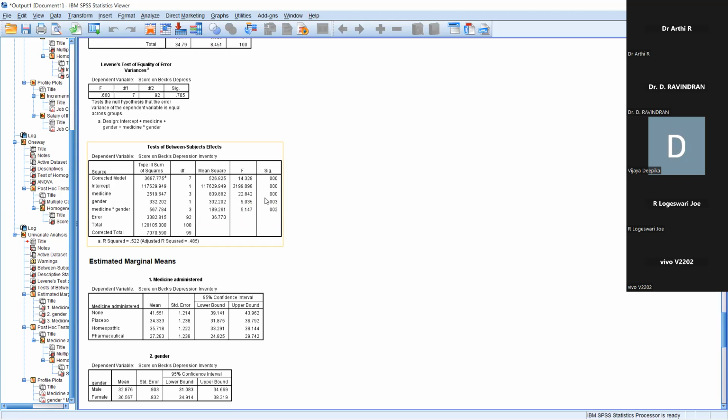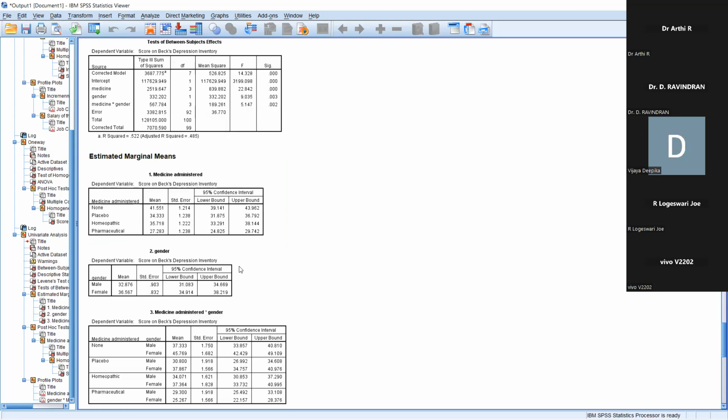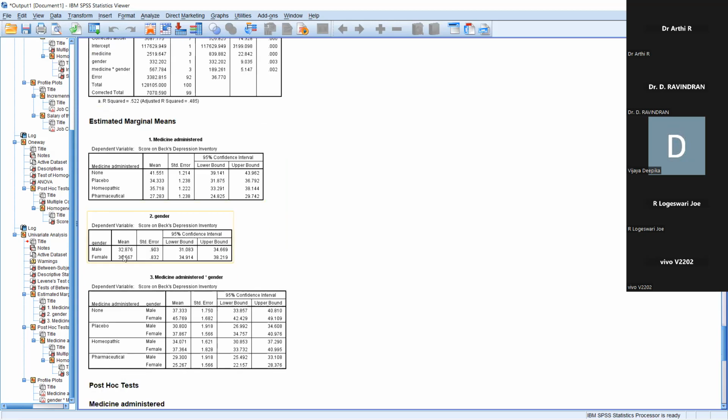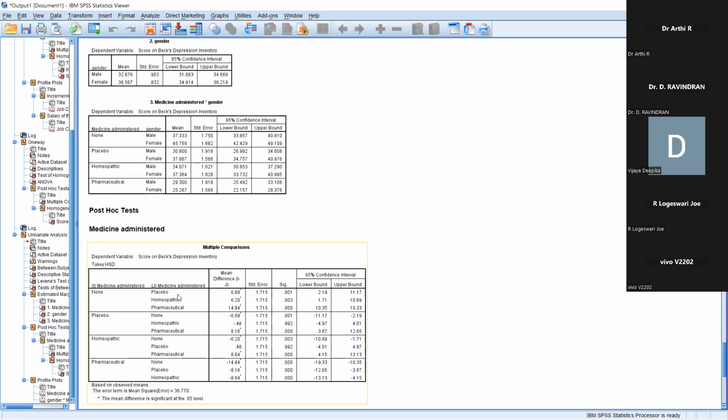Okay, so like this, you have to interpret each of the three lines separately. Then coming to estimated marginal means. Here it shows you the mean value of the different medicines, the mean value of the different genders. Then it shows you within the particular medicine, for male how much, for female how much. Based on this only, we interpreted earlier also.